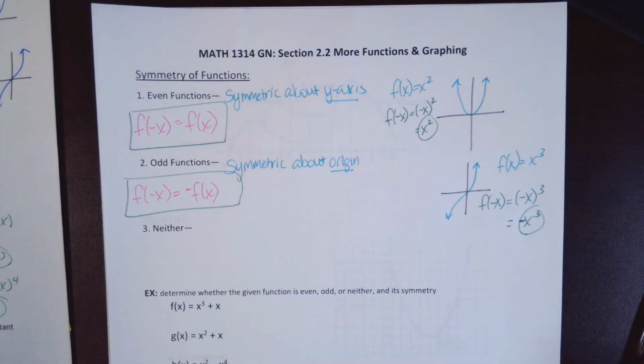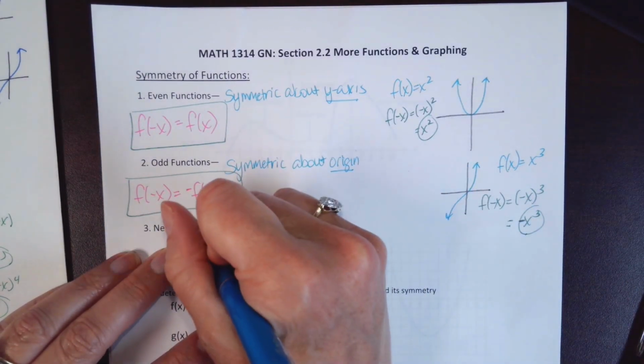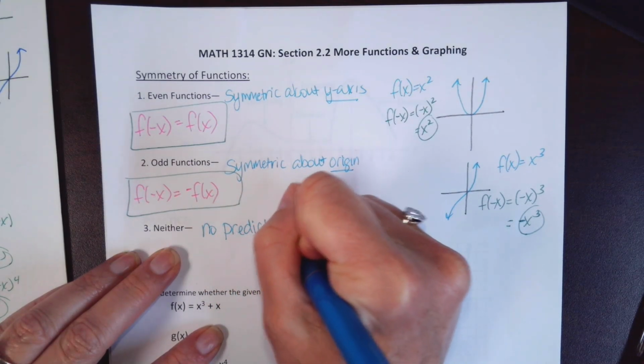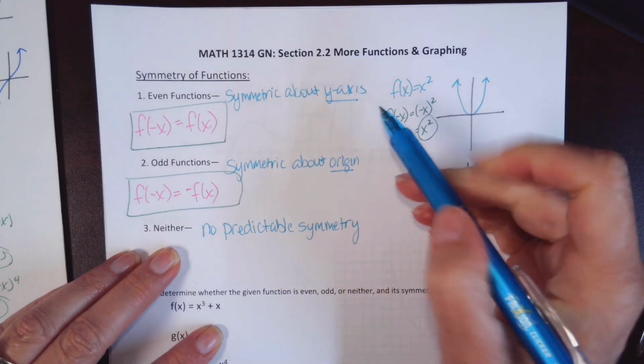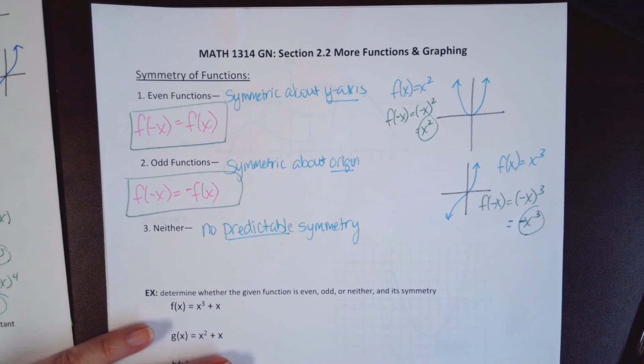Now what if we plug in our negative x and some terms change sign, some terms don't change sign? Well, in that case we say we have no predictable symmetry. You don't say there's no symmetry, because there may be, it's just not y-axis symmetry or origin symmetry. We have no predictable symmetry. Well, what's an example of that?